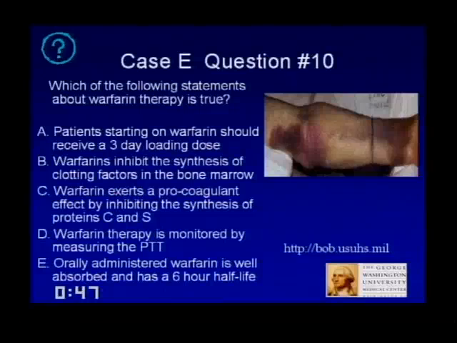Okay. Which of the following statements about warfarin therapy is true? A, patients starting on warfarin should receive a 3-day loading dose. B, warfarin inhibits the synthesis of clotting factors in the bone marrow. C, warfarin exerts a procoagulant effect by inhibiting the synthesis of proteins C and S. We'll talk a little bit more about these proteins later. D, warfarin therapy is monitored by measuring the PTT. And E, orally administered warfarin is well absorbed and has a 6-hour half-life.